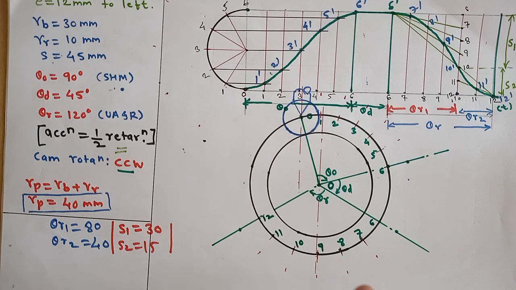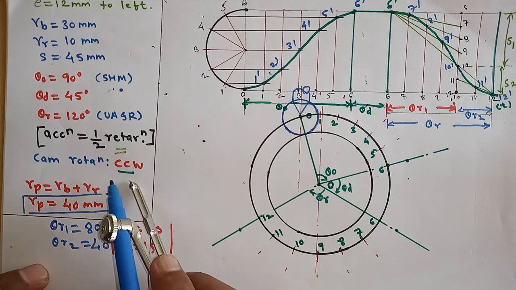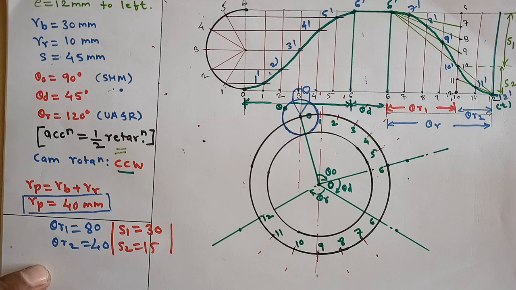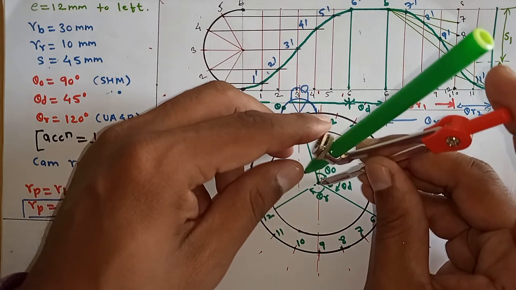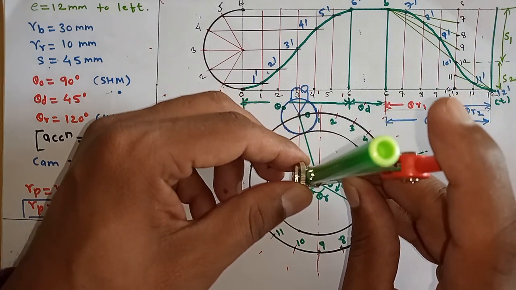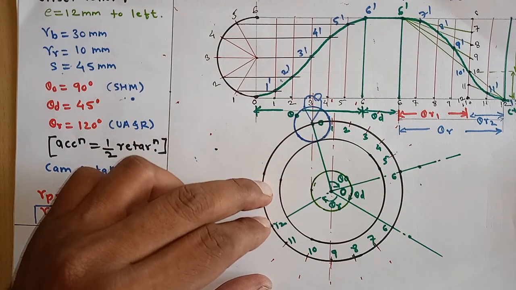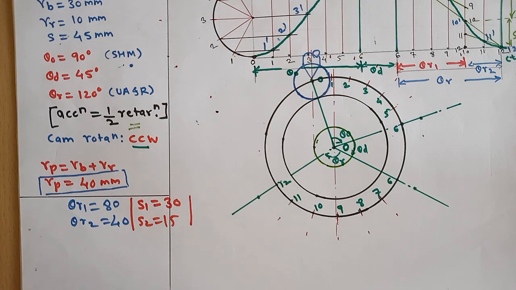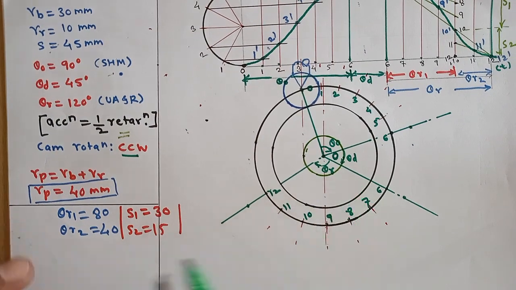One thing you will remember, that you will divide the prime circle in the direction opposite to the direction of rotation of cam. In this case, cam is rotating counterclockwise, so we have divided this prime circle in clockwise sense. Now after this, let us draw the offset circle. Offset is 12 millimeters towards left. So take radius of 12. So this is the offset circle having radius equal to the offset distance of the follower. In this case it is 12 millimeters to the left. So with radius of 12 millimeters I have drawn the circle.